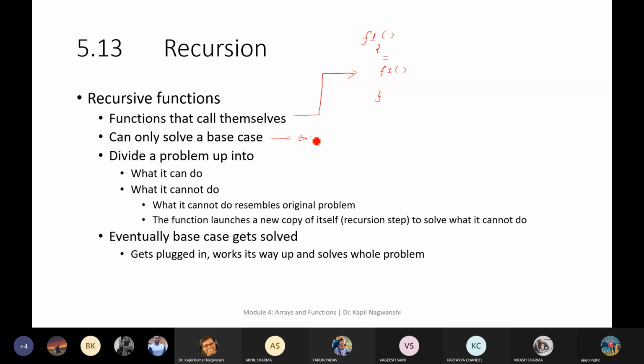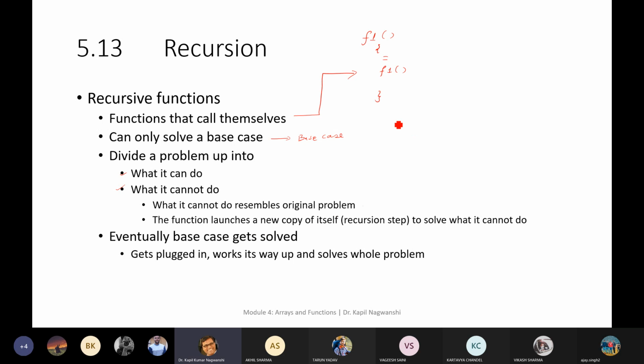There must be a base case, because without a base case you won't be able to solve the recursive function. Divide a problem up into what it can do and what it cannot do. What it cannot do resembles the original problem, and the function launches a new copy of itself, the recursion step. So this function launches a new copy.